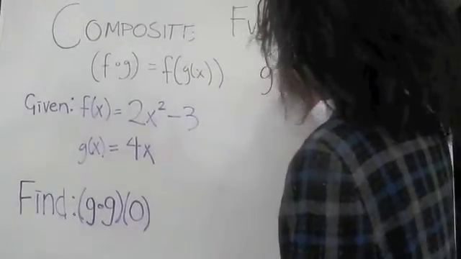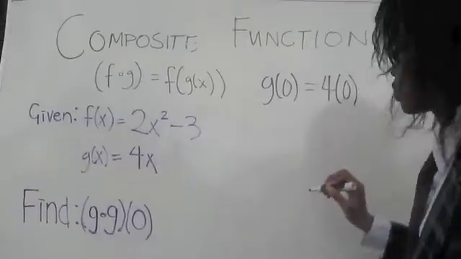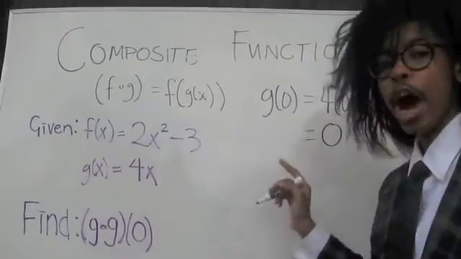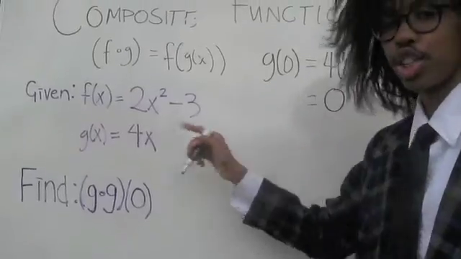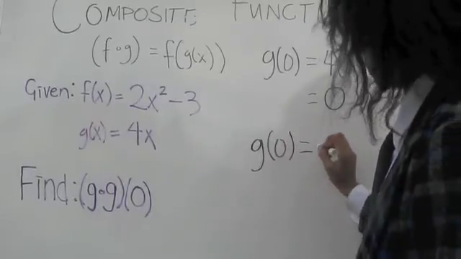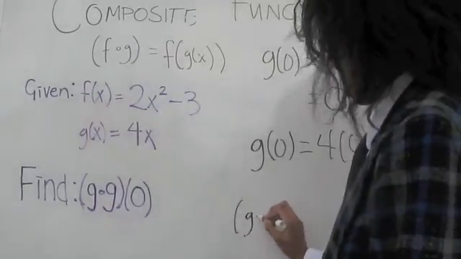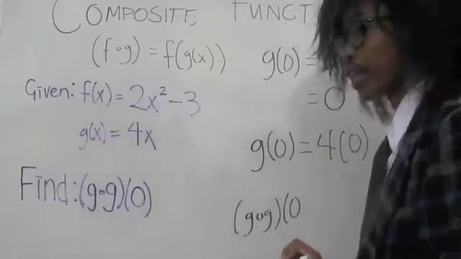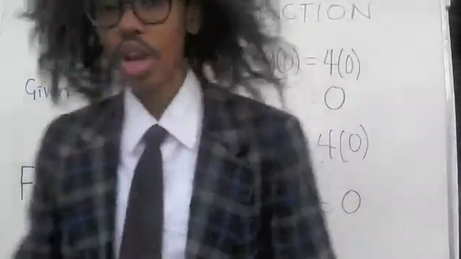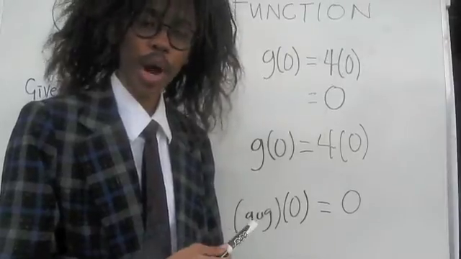We plug our 0 into our g of x equation, which will give us g of 0 equals 4 times 0. Now we must find 4 times 0, which equals 0. Now we plug our answer into our g of x equation, which gives us g of 0 equals 4 times 0. So now we know our final answer, which is g of g of 0 equals 0. Here we have our final answer. Very simple, done by a very simple process.